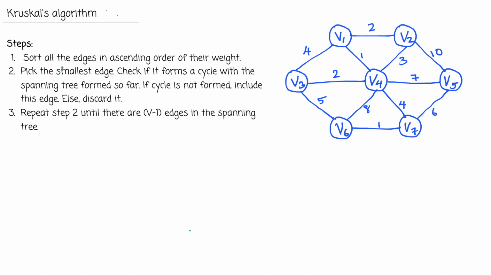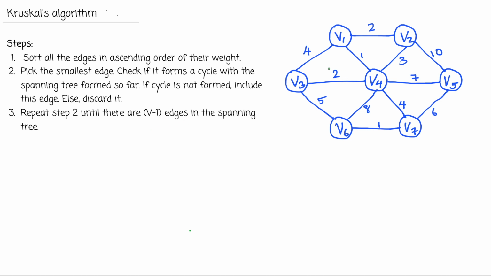The first step is we have to sort all the edges of the graph in the ascending order of their weight or cost. So we have to create a list where we will be listing the smallest weight first and the highest weight at the end of the list. In the second step, we have to pick the smallest edge. So we will be picking the first element of the list and check if it forms a cycle with the spanning tree formed so far. If a cycle is not formed, include that edge in the spanning tree, otherwise discard it. And repeat these steps until we have v minus 1 edges in the spanning tree.